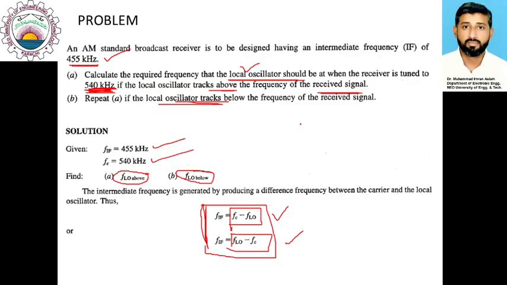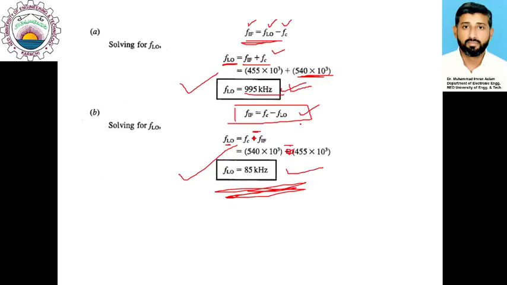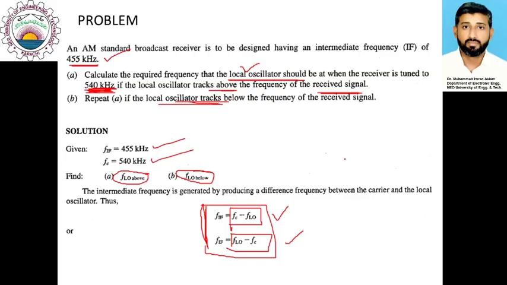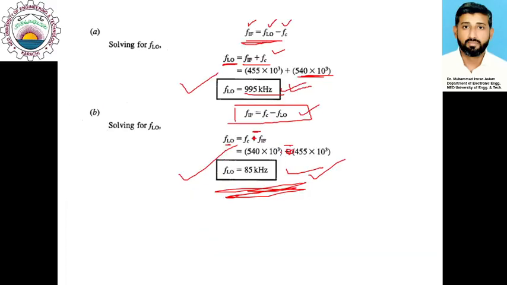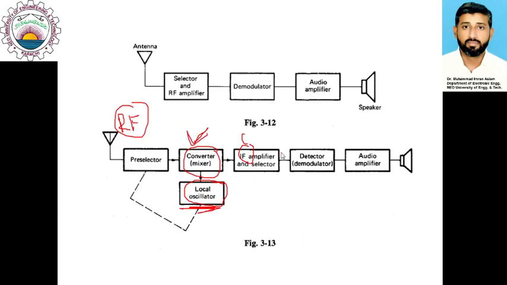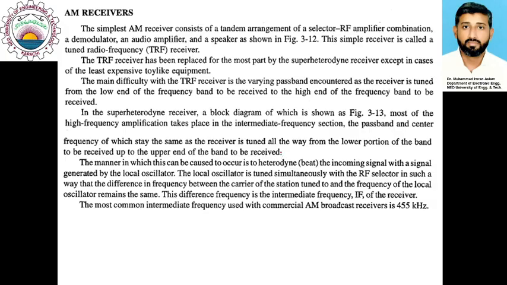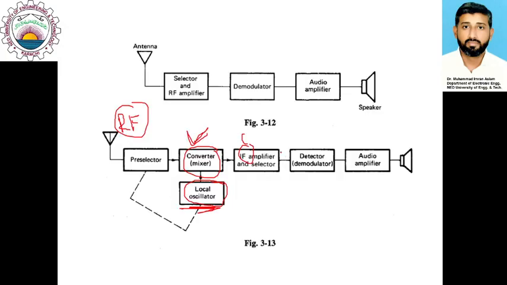So you should understand that the local oscillator can have both possibilities. You can use the local oscillator of 995 kilohertz or 85 kilohertz. Both work the same way. So they both can easily convert the RF signal to the desired intermediate frequency stage. So this is the discussion related to the super heterodyne receiver for AM reception.